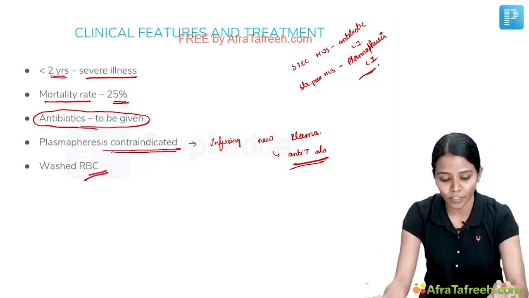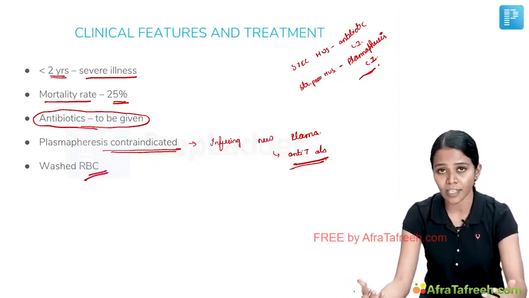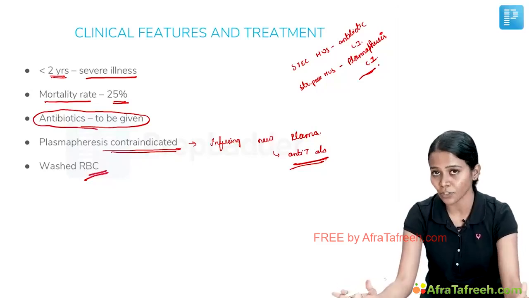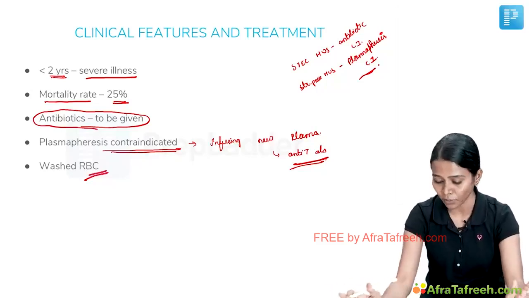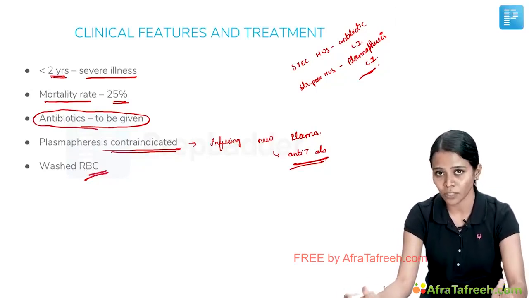Now, next thing that is to be done is washing of RBCs. Washed RBCs can be given so that this T antigen is not visible and anti-T antibodies cannot act. So, this is about Streptococcus pneumoniae causing HUS.